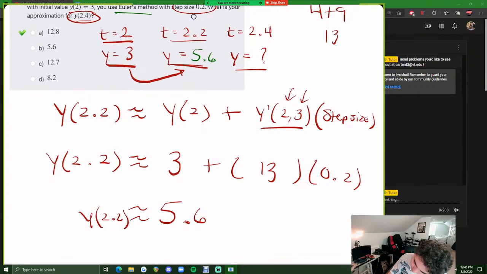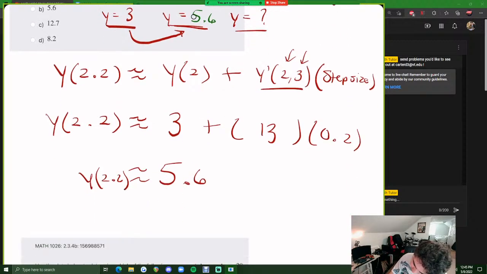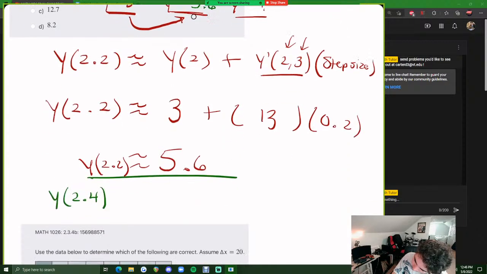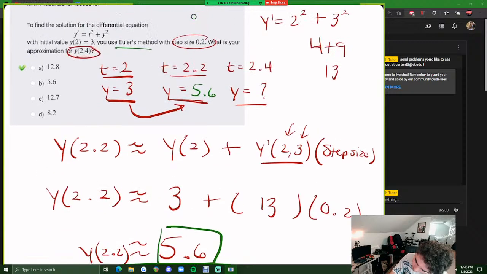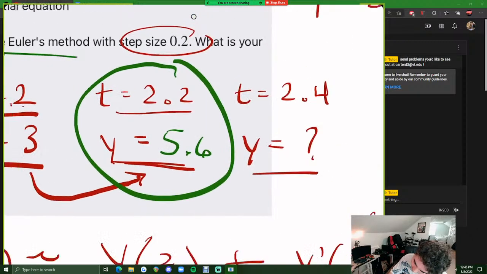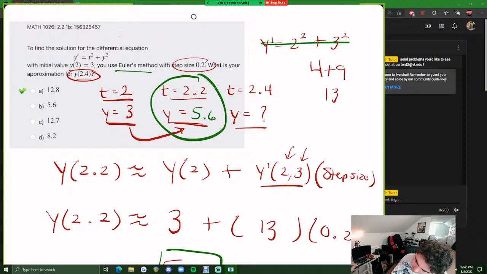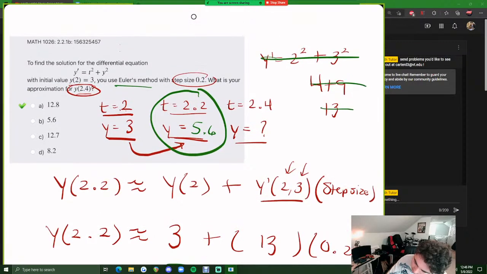All right, so we just need to iterate this one more time. So starting from this y value, we want to approximate y at 2.4. Once we find this, we will be done. So we use the previous y value. We always start at the previous y value, so in this case 5.6. Again, we want to find y prime, but now with these two values plugged in. So instead of using the same y prime we just did, we want to recalculate y prime using t equals 2.2 and y equals 5.6.